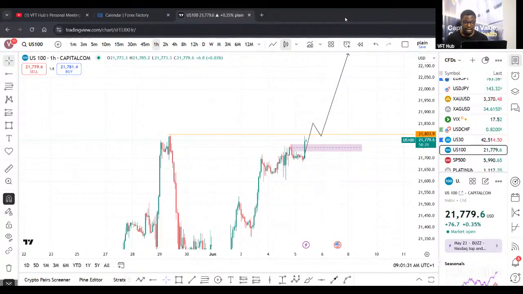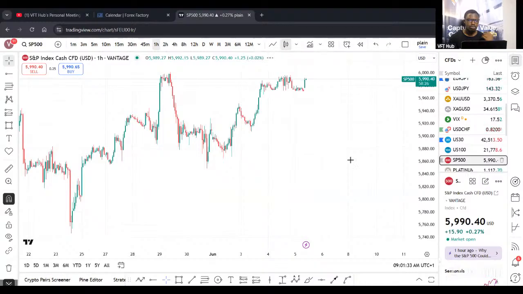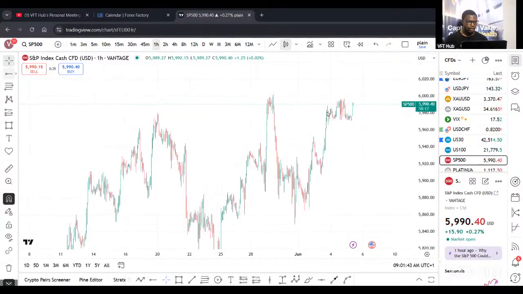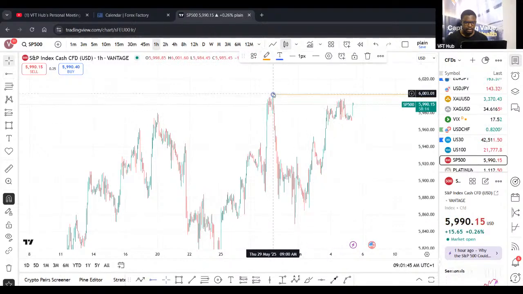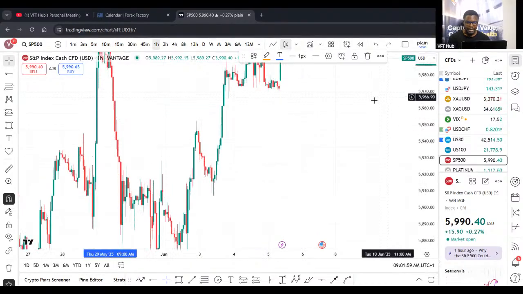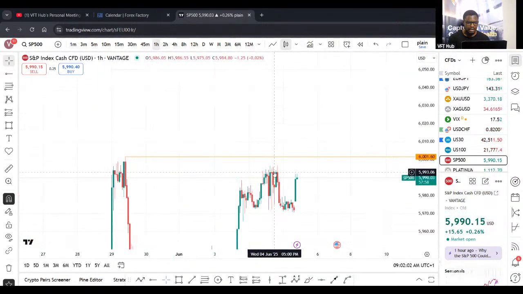S&P 500 analysis. Okay, and it's also almost the same thing with what we have on US 100, right? That's why I didn't even bother to do any analysis on that. Also, look at it here. We are waiting for this. Of course, on US 100, it has broken its own high. However, on S&P 500, it's yet to break its high. So what we are waiting for is to see that break above, right? If price breaks above here violently, then we expect that it's going to retest this zone.